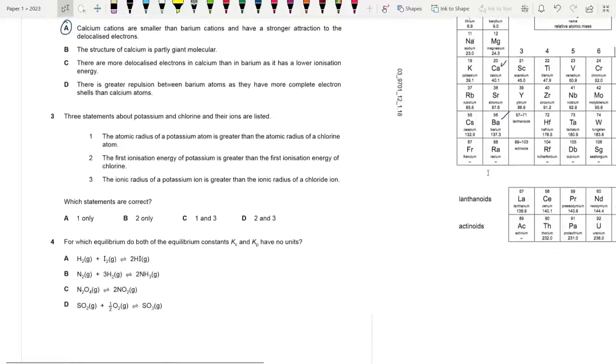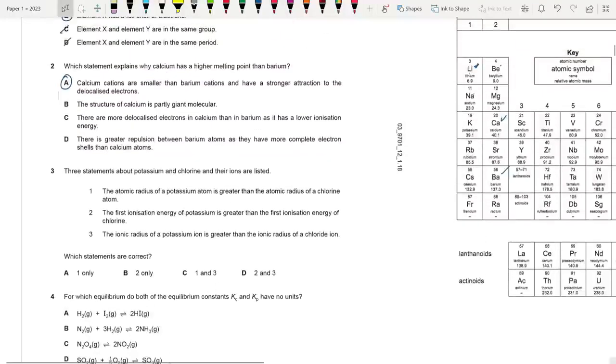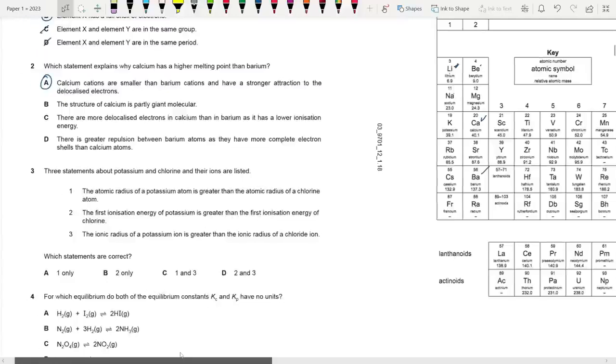Three statements about potassium and chlorine and their ions are listed. The atomic radius of a potassium atom is greater than the atomic radius of a chlorine atom. So potassium atom and chlorine atom.